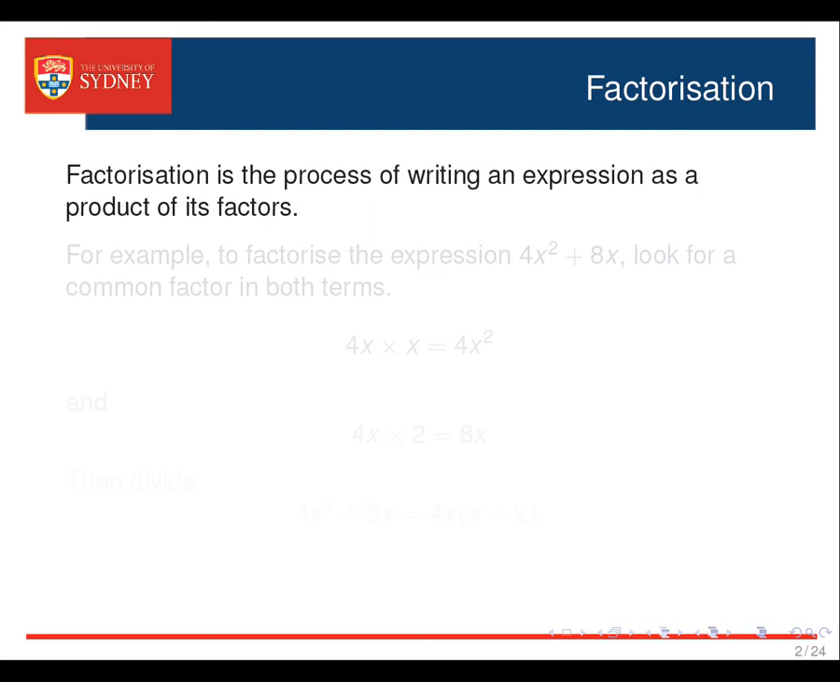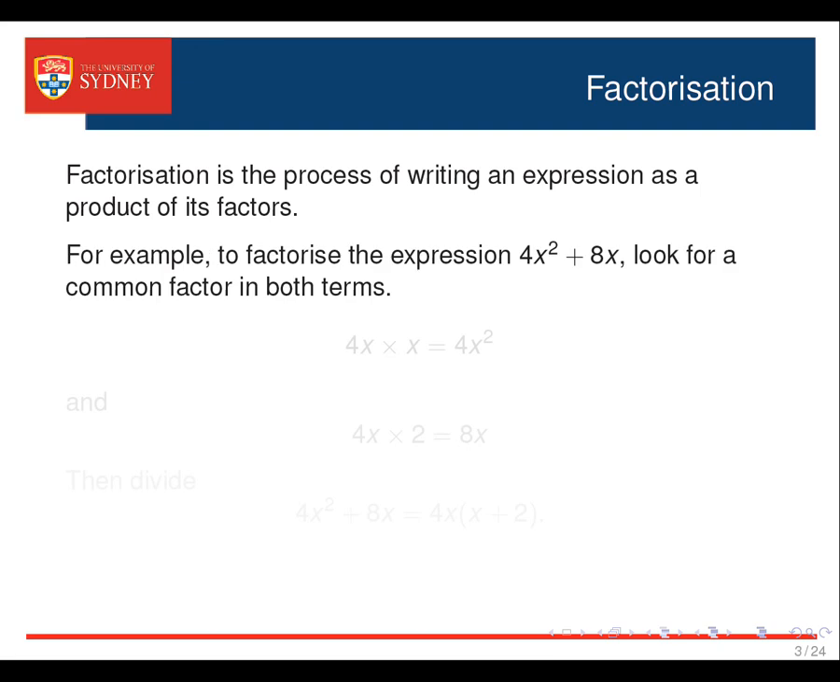Factorization is a process of writing an expression as a product of its factors. For example, to factorize the expression 4x squared plus 8x, first, notice that 4x times x gives you 4x squared, and 4x times 2 gives you 8x. We say that the terms 4x squared and 8x are divisible by 4x, and we call 4x the common factor in both terms. Dividing the expression by 4x gives us the other factor, x plus 2. We multiply these two factors to obtain the expression 4x times x plus 2.